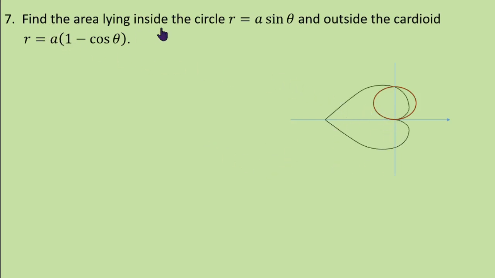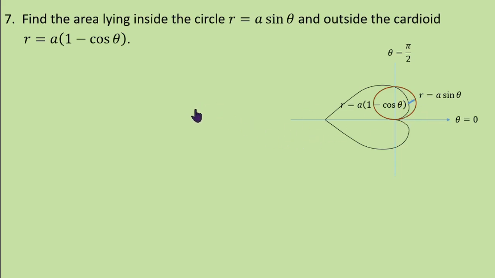Now the question is, find the area inside the circle and outside the cardioid, means this part. To find this area, it is entirely in first quadrant. Therefore, theta varies from 0 to pi by 2. For every theta, r is from lower limit is on cardioid, upper limit is on circle. Therefore, r varies from a into 1 minus cos theta to a sin theta. So, this is the logic how we can find the limits.